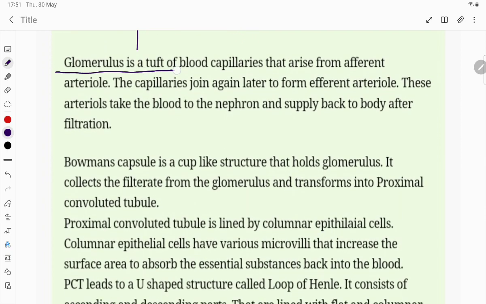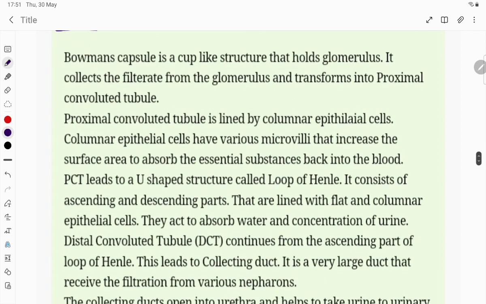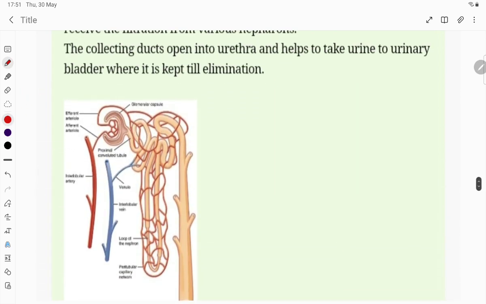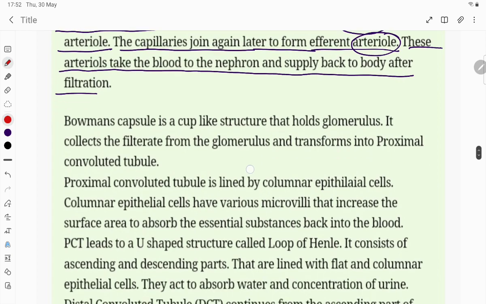Glomerulus is the tuft of blood capillaries that arise from the afferent arterioles. The capillaries join again later to form the efferent arterioles. These arterioles take the blood to the nephron and supply it back to the body after filtration. Next one is the Bowman's capsule. Here this is the afferent, and this is the efferent, through which the filtered blood is supplied.